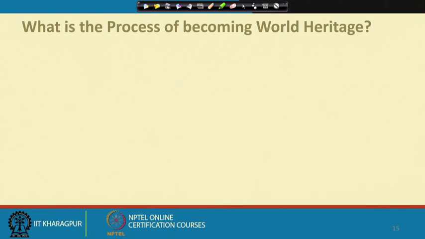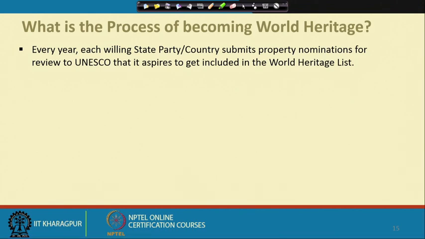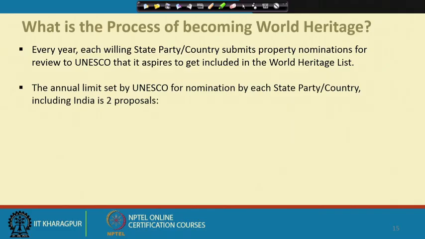So, there is a well-managed documentation and research process which goes into the selection of the world heritage. What is that process? Every year each willing state party or country, there is no compulsion that one has to submit, submits property nominations for review to UNESCO, which it aspires to get included in the World Heritage List. As I told you, this is the nomination dossier which has to be submitted by each country. But now there are so many, and every year so many sites are being added to the list. Now there is some sort of a limitation.